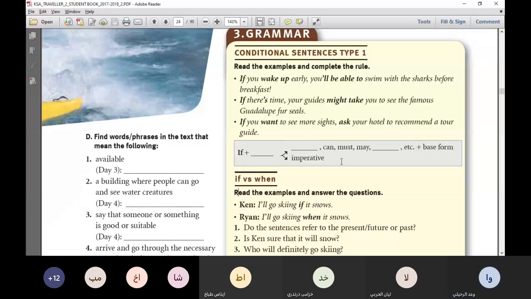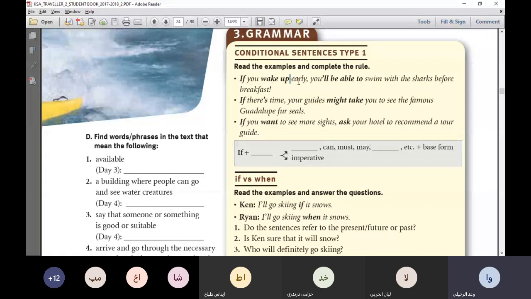Now, the conditional sentence type 1, or any conditional sentence, has two sections, section 1 and section 2, okay? And you need to pay attention that it's not going to be in order all the time. We're not going to start with if all the time. It could be the second part, the if sentence. Or maybe I can start with when, okay?